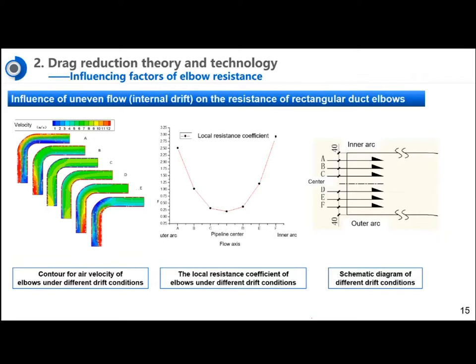This picture shows the influence of uneven internal flow in a duct on the loss of the rectangular duct air elbow. Please pay attention to the picture in the middle. We can find the local resistance components are quite different.